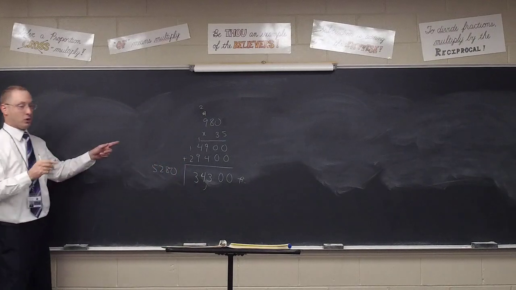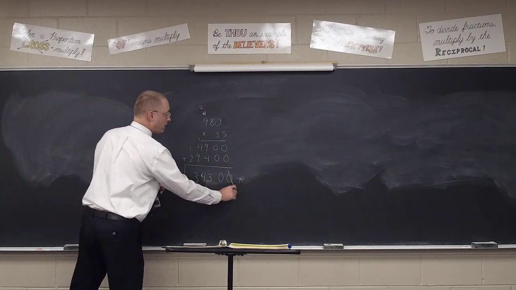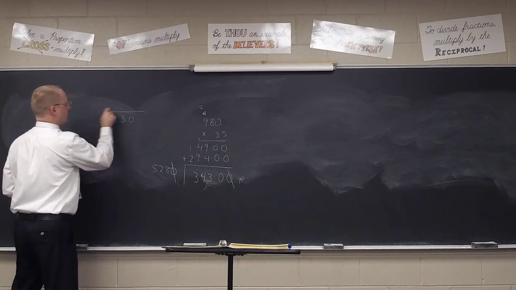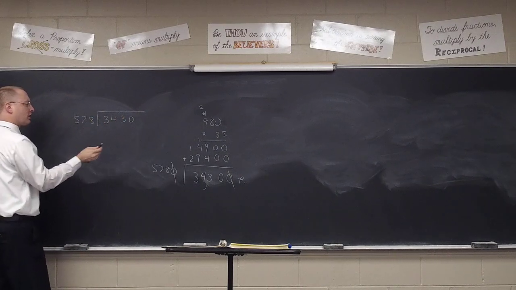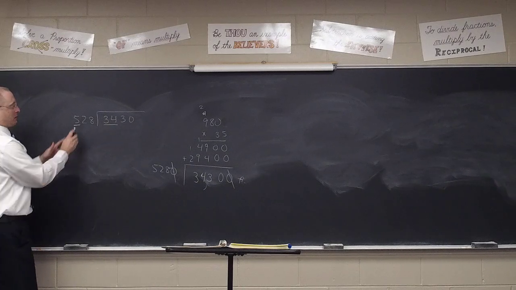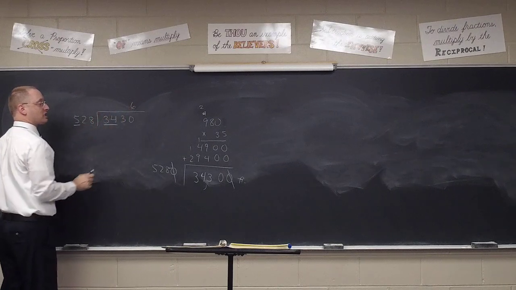But does anyone remember a shortcut we can use here? Knock off 2 zeros. Knock off this 0 with one of those zeros, right? So now we make it 3,430 divided by 528. This makes it a little easier. Class, 5 goes into 34? 6 times. Now I've got 1, 2, 3 digits. The 6 has to line up here.